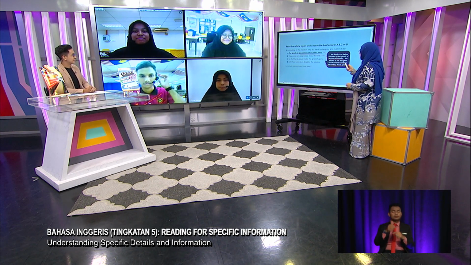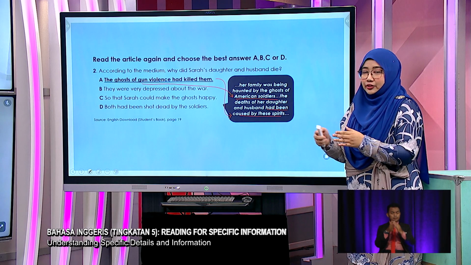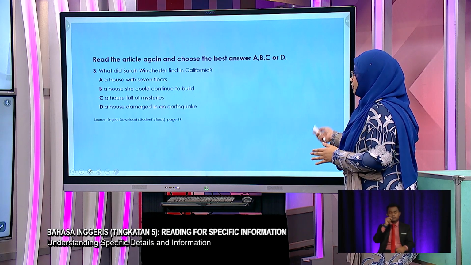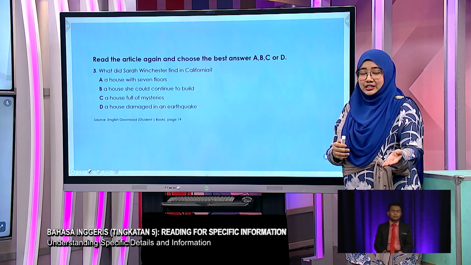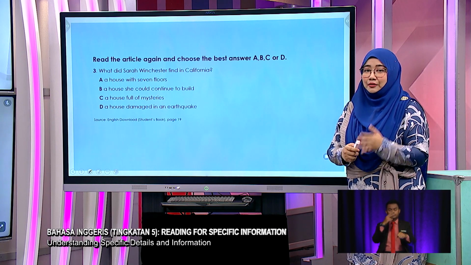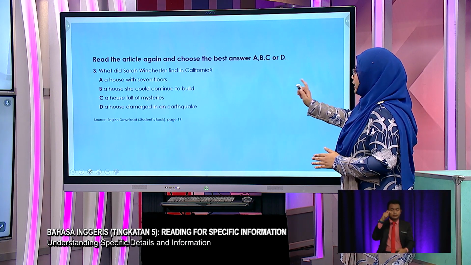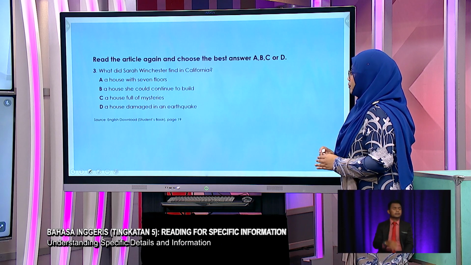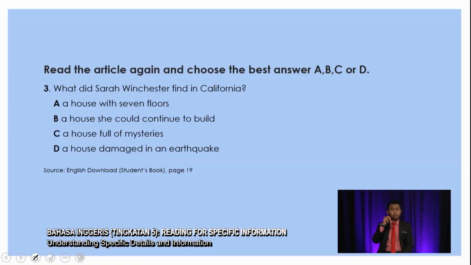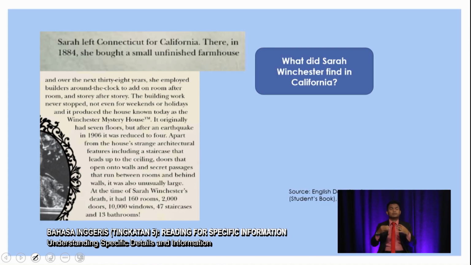Okay, thank you. So now let's attempt another question. Viewers at home, you can also find question number 3 in our textbook download, page 19. Number 3, what did Sarah Winchester find in California? So after we have read the question, now this is the text. Can someone help me to identify the answer?